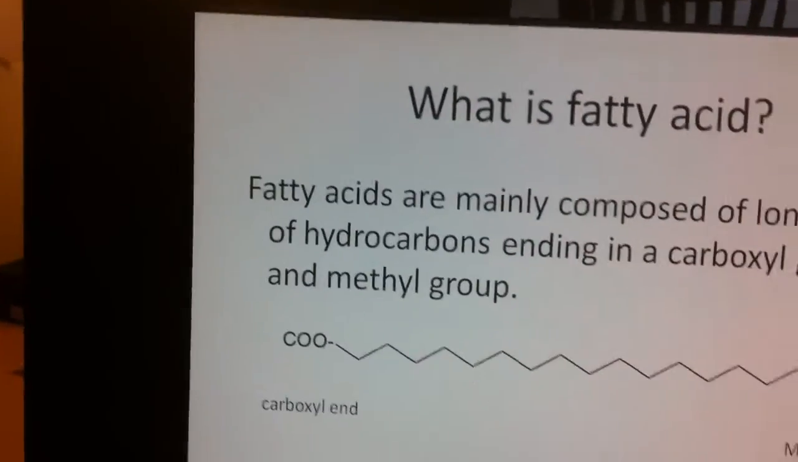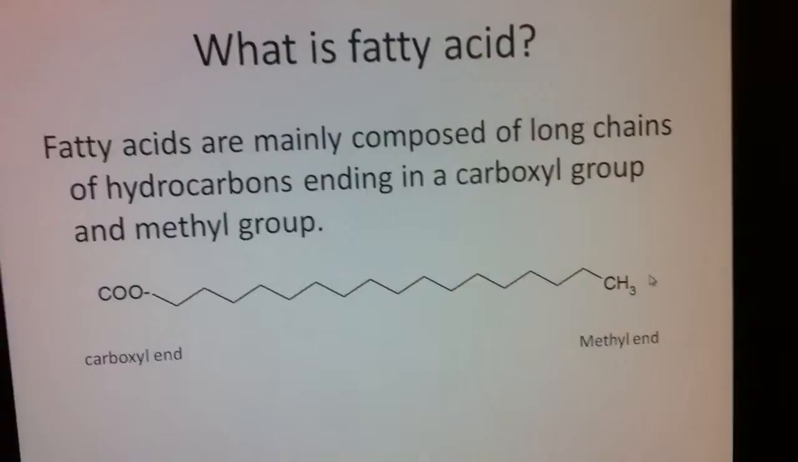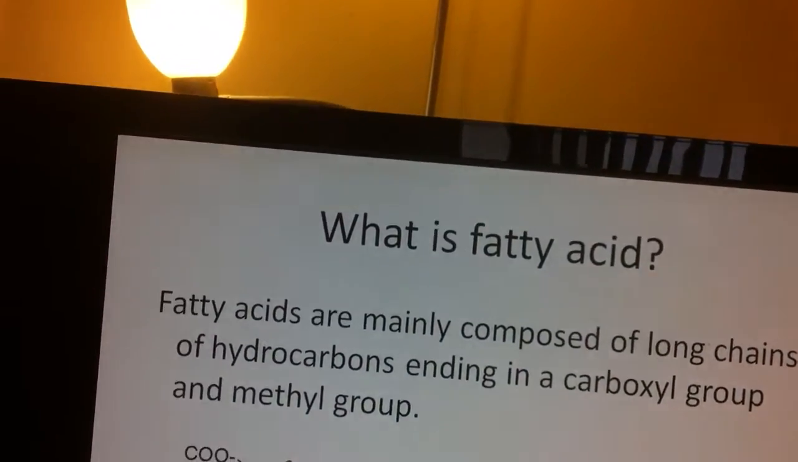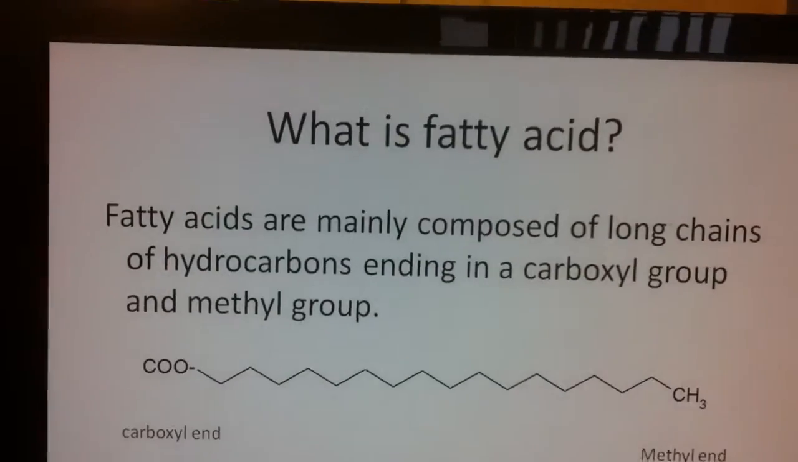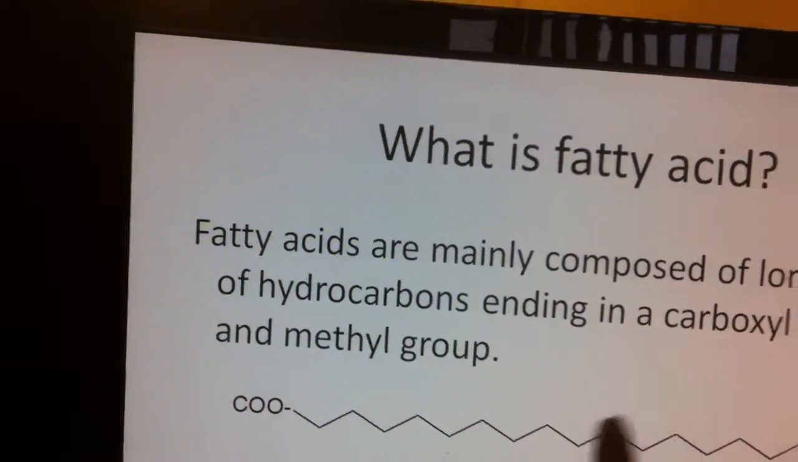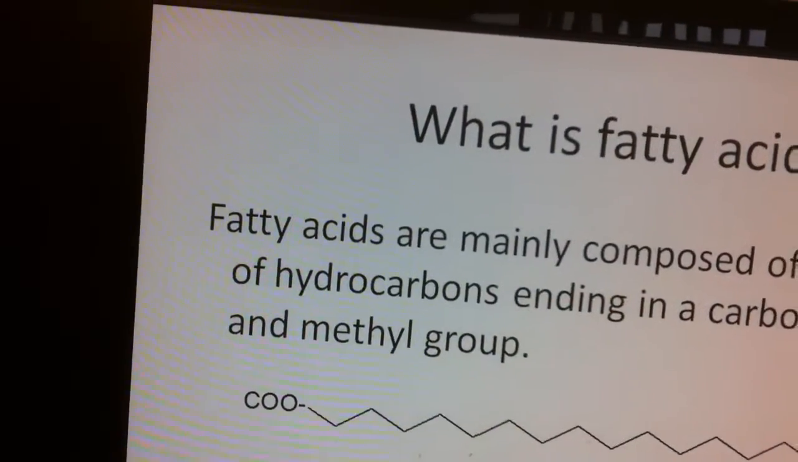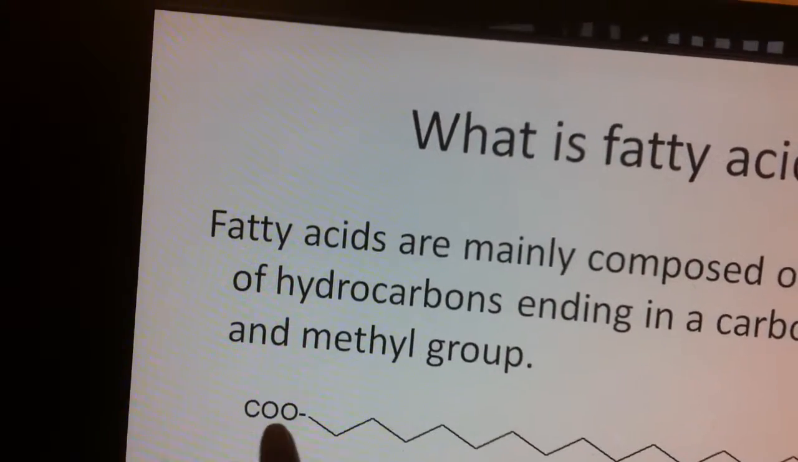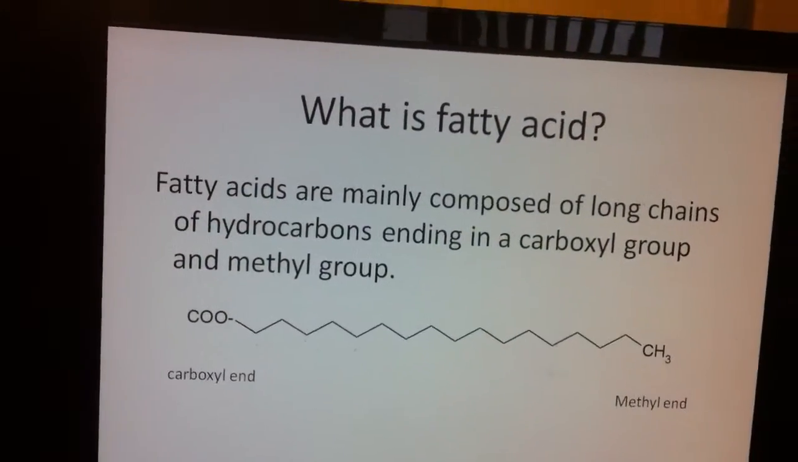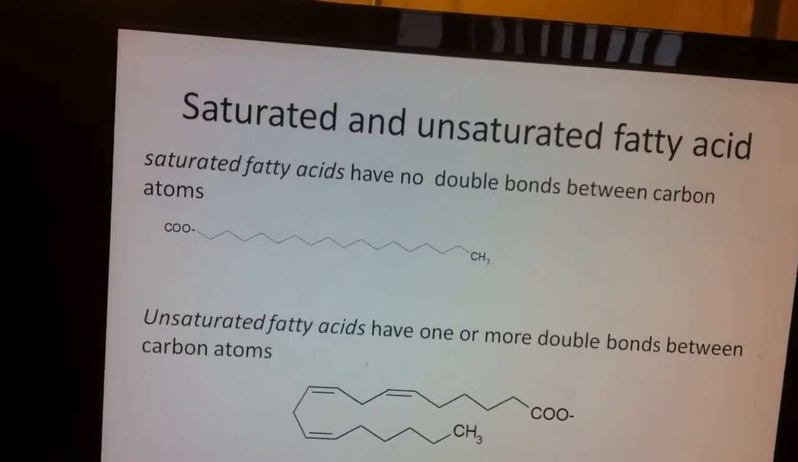Very easy. So I think one easy way to remember the definition of fatty acid is that you remember this structure here. They have a long chain. They have a carboxyl group and a methyl group end, right? Okay, so let's look at the next page.